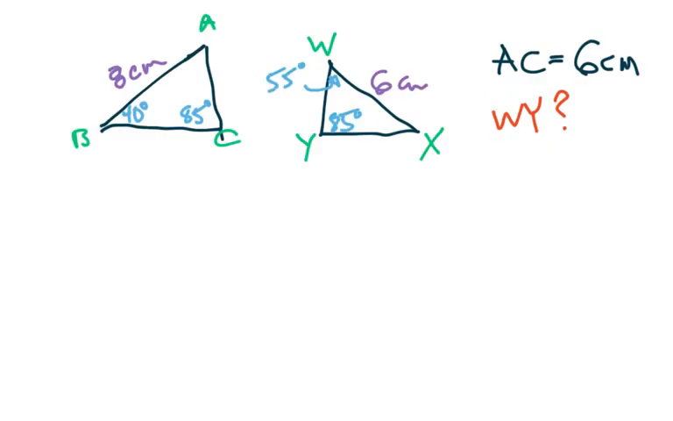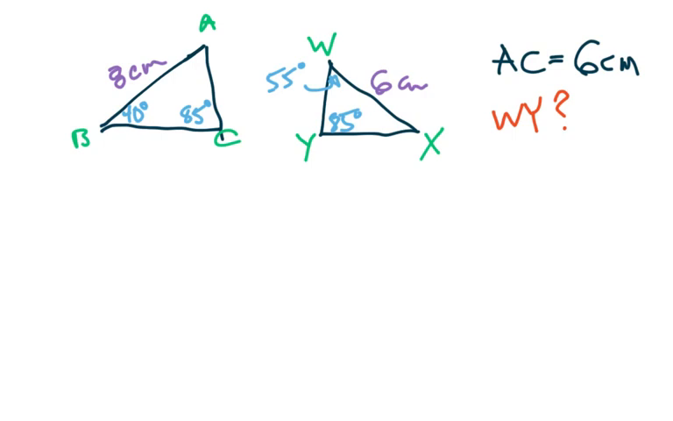Hey, last problem. Write it all down. They give us some good information. We have triangle ABC, 2 angles are named, 1 side length is named. We have triangle WXY, 2 angles are named, 1 side length is named. They give us further information that side AC is equal to 6 centimeters. And the question is why? No, just kidding. It's not why. They want to know what the side length of WY is.